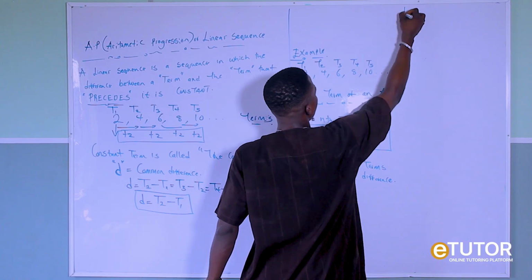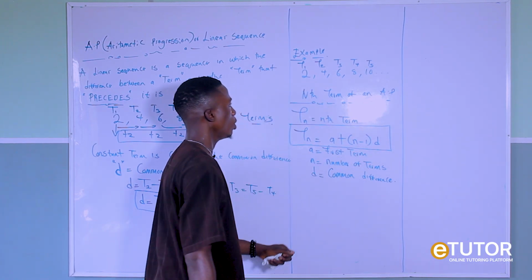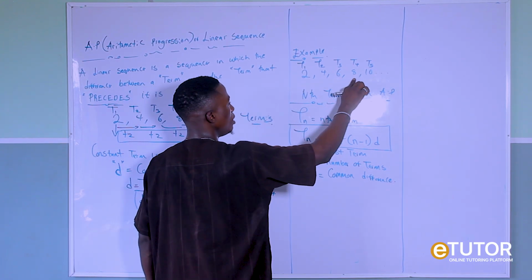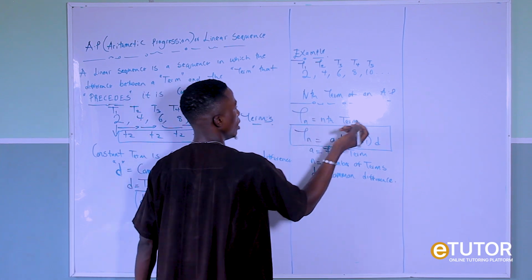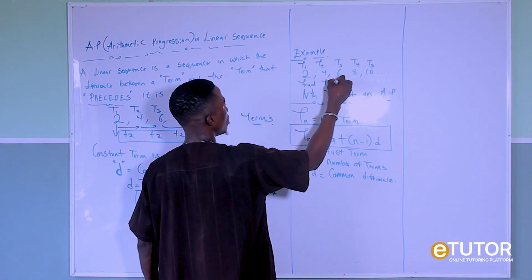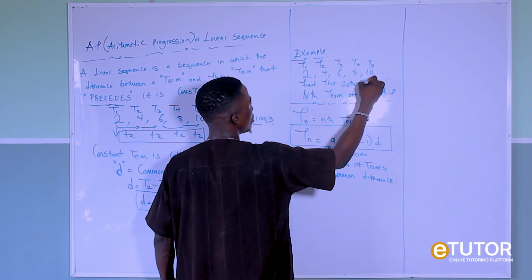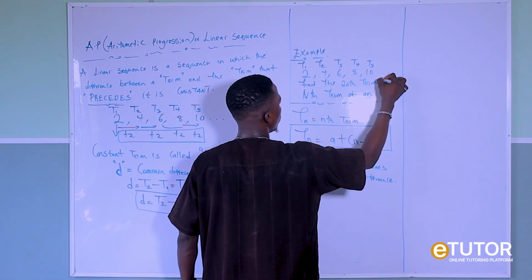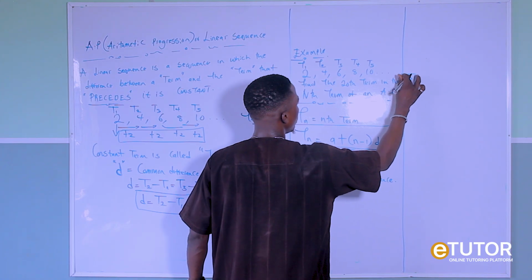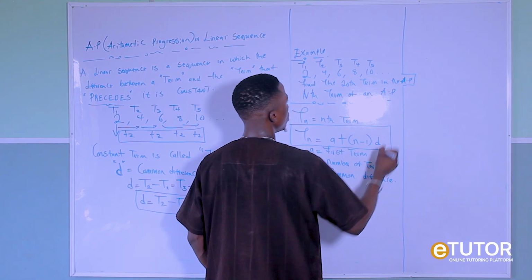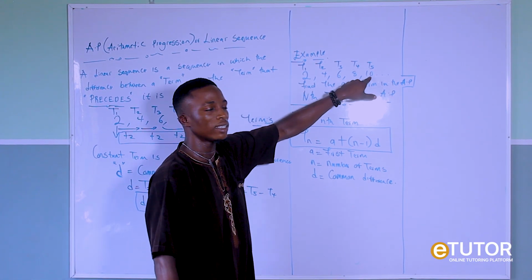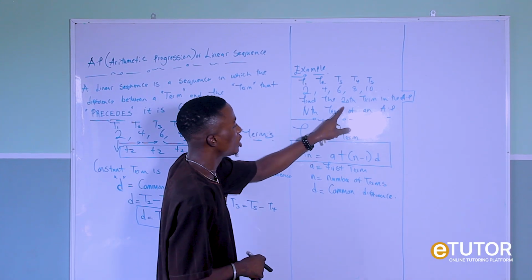So now, let us work with the example we're given. We're given a sequence 2, 4, 6, 8, 10. And we're asked to find the 20th term in the AP. Remember, we're just given 5 terms: 2, 4, 6, 8, and 10. We're given just 5 terms, and we're asked to find the 20th term.